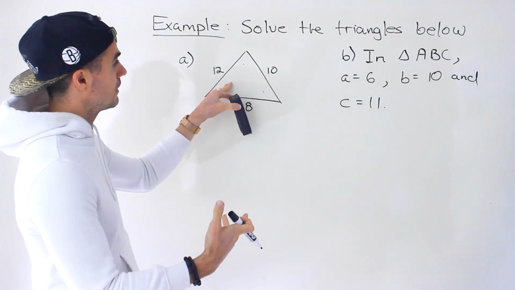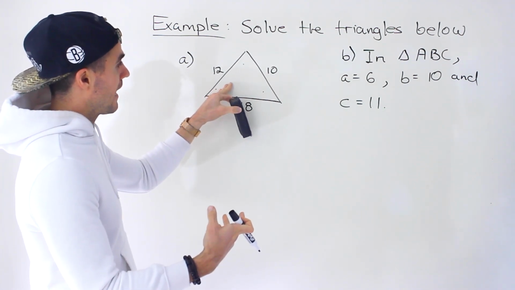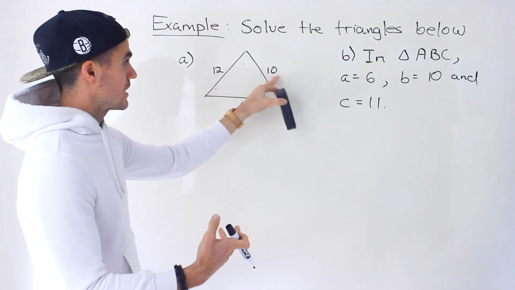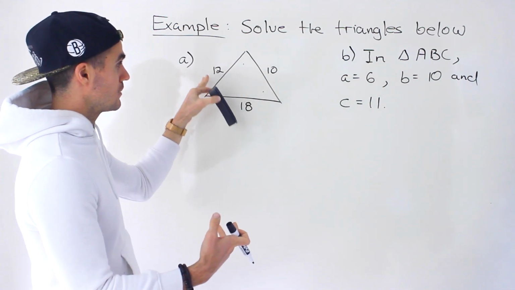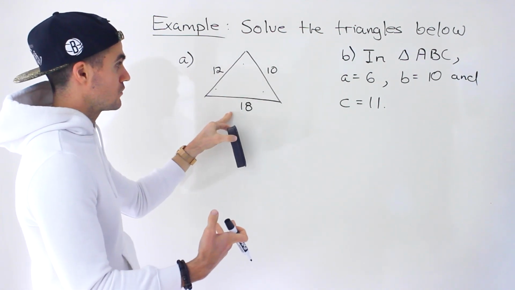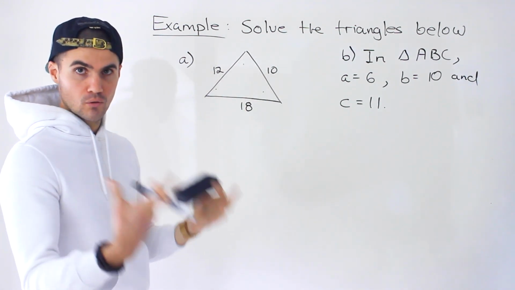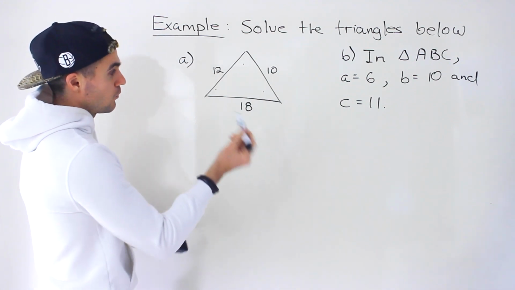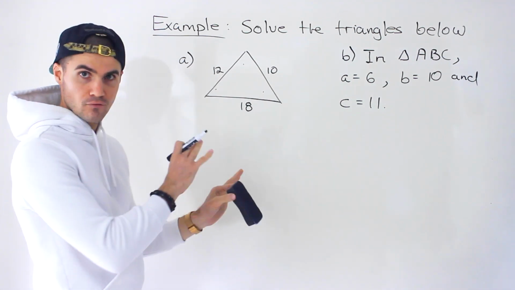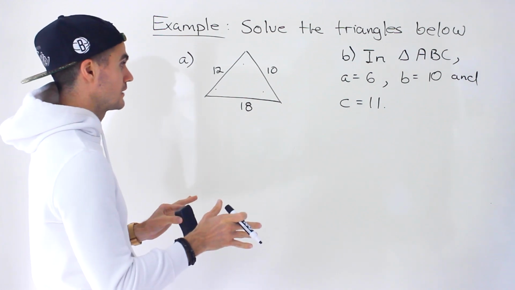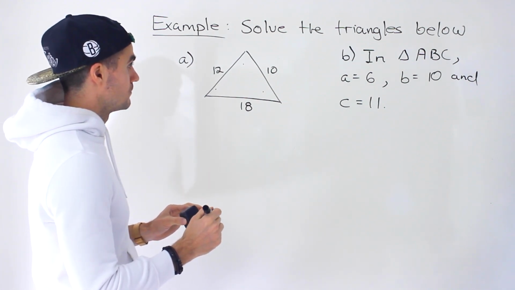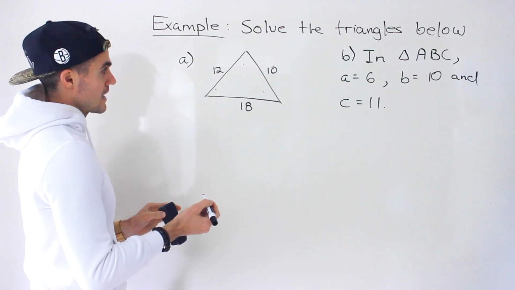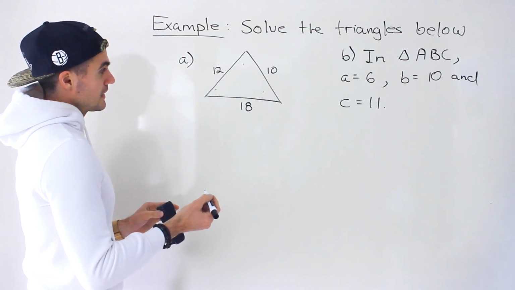We can't use the sine law here because we don't have a pair of an angle and an opposite side. We don't have any of the angles, right? We only have the three sides. And whenever you're given a non-right angle triangle with only three sides, you have to use the cosine law to find one of the angles. And then once you have one of those angles, then you can use the sine law if you prefer. So we have to first use the cosine law to solve for one of these angles. And you can pick any.